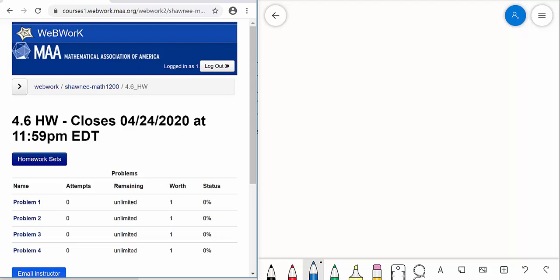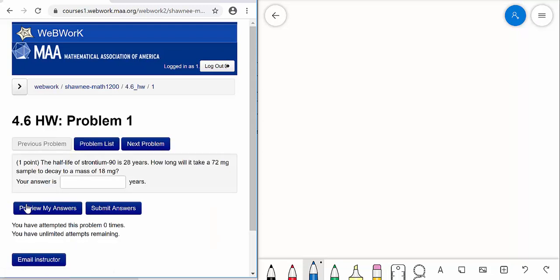In this video, I'm going to be working through the 4.6 homework exercises on web work. These problems deal with exponential growth and decay. Problem 1 says that the half-life of strontium-90 is 28 years. How long will it take a 72 milligram sample to decay to a mass of 18 milligrams?